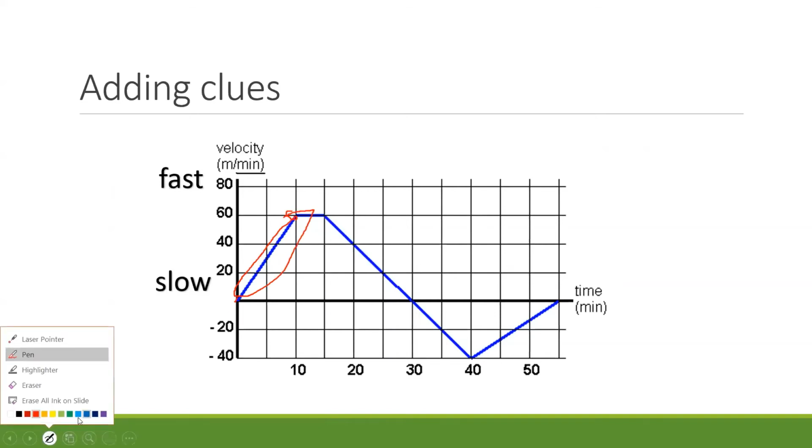Okay. In this section here, which I'll do in yellow, where we've got the line that's flat, a lot of you are now used to saying, oh, it's a flat line, that means the object's not moving. In this case, that's not what it means. In this case, it means that the object is moving at a constant speed. It's going at the same speed of 60 meters per minute. Then it starts to go from very fast to very slow.